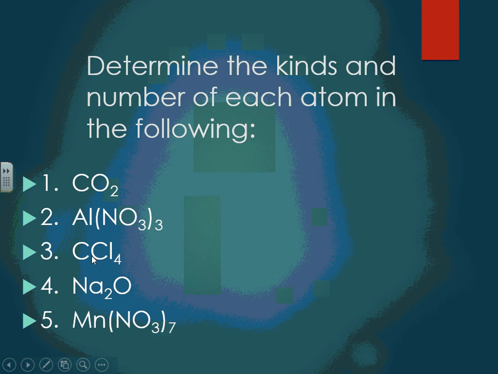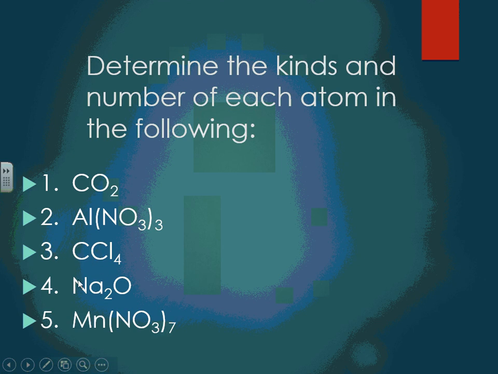Now, if we look at the next one, this is carbon tetrachloride. It has a carbon that's bonded to these 4 chlorines. This is a nonmetal. This is a nonmetal. Even if I don't know what the structure looks like, I can conclude that it is a covalent bond because it is a nonmetal and a nonmetal.